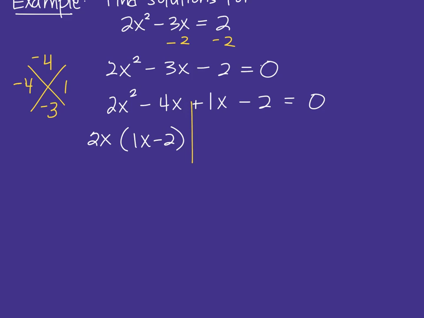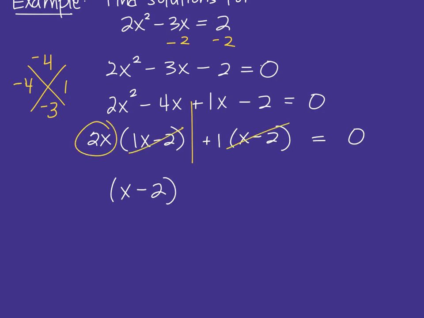On the other side, they don't have anything in common, but they do have the number 1. So I take a positive 1 out. That leaves me with x minus 2, still equal to 0. So now on both sides of the yellow line, I have the same parentheses. I have the common parenthesis, x minus 2. So I'm going to cross that out because it was common on both, and I look for what's left. What's left go together in the second parentheses, 2x plus 1, still equal to 0. So that was factoring. That's what you did yesterday.